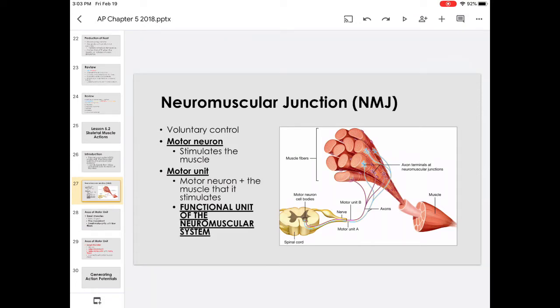As they're released into this neuromuscular junction, this triggers your skeletal muscle to move. So let's talk about the neuromuscular junction. First of all, your neuromuscular junction is part of being voluntarily controlled, because your skeletal muscle is under voluntary control. So you have the ability to move your muscles whenever you want when it comes to skeletal muscles.